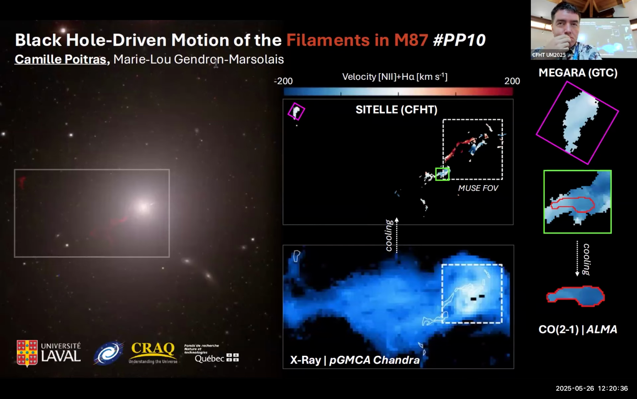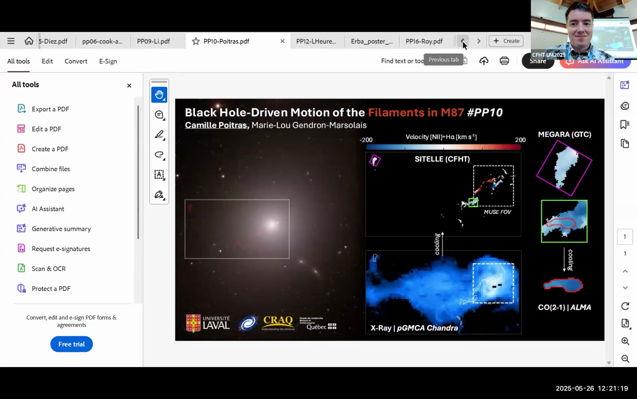So with SITELLE data and MegaRa, we want to do a velocity map of the entire filamentary structure. We use this to probe the turbulence of the gas, so how it moves, where the energy comes in. And we also look at the molecular gas and the X-ray emission, and we found a strong correlation with ionized gas, even though we have a few regions that are a bit different. And if you have any questions or you just want to talk about those filaments, come here at poster 10. Thank you.